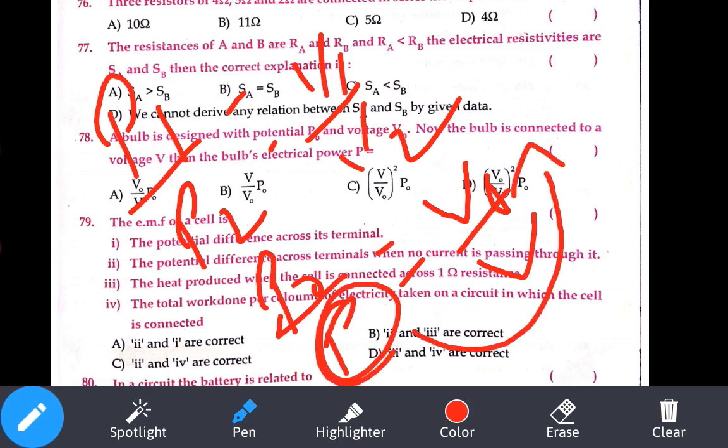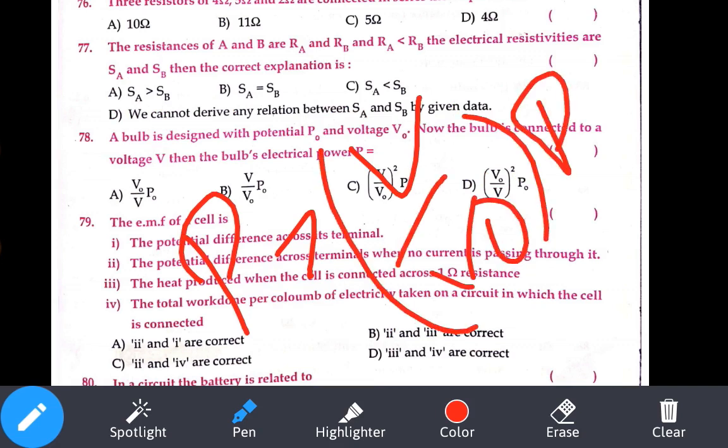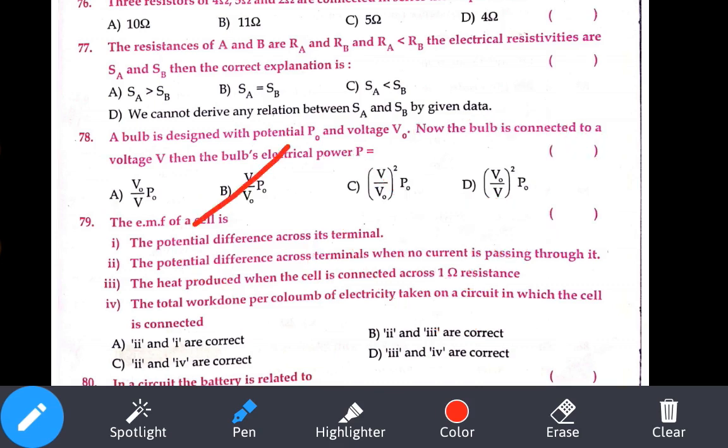So bring this value to here and the remaining value to the other side. What will you get? V by V0 into P0. Therefore P is equal to V by V0 into P0. Option number B.